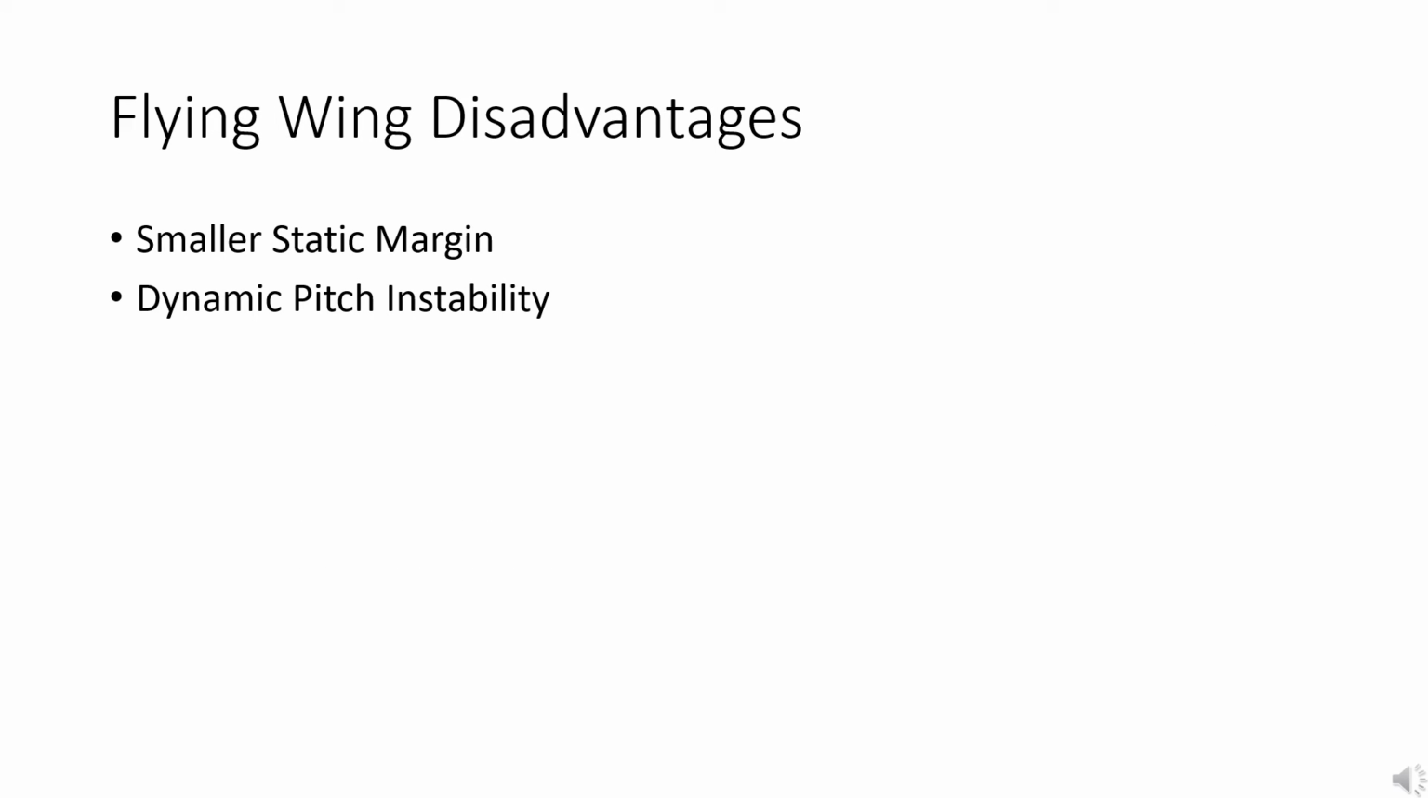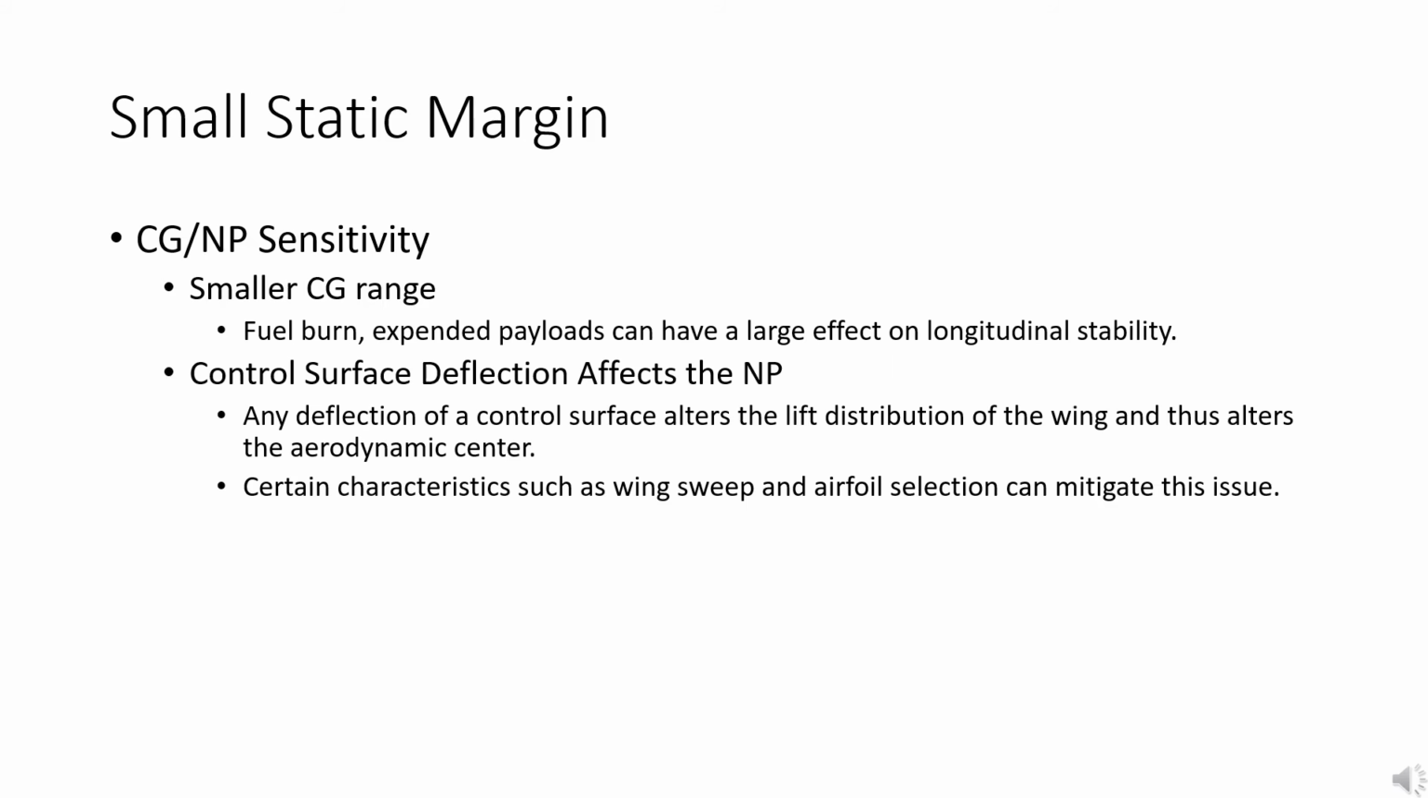We will now move on to talking about two disadvantages of flying wings, small static margin and dynamic pitch instability. The fore and aft center of gravity limits are closer together on flying wings, which means that any weight change in flight, whether by fuel or other payload, has more effect on pitch stability of the aircraft. The neutral point can also change in flight. This is usually due to control surface deflection or a change in angle of attack. Deflecting surfaces can change the lift distribution of a flying wing. This can be mitigated by certain design choices such as wing sweep and airfoil selection.